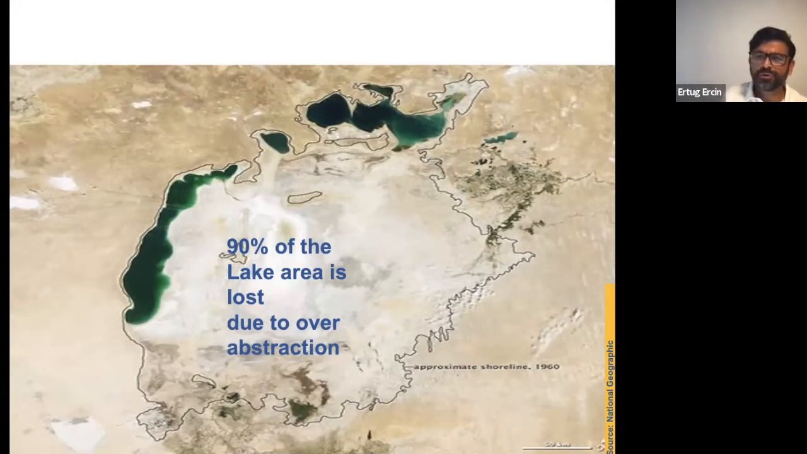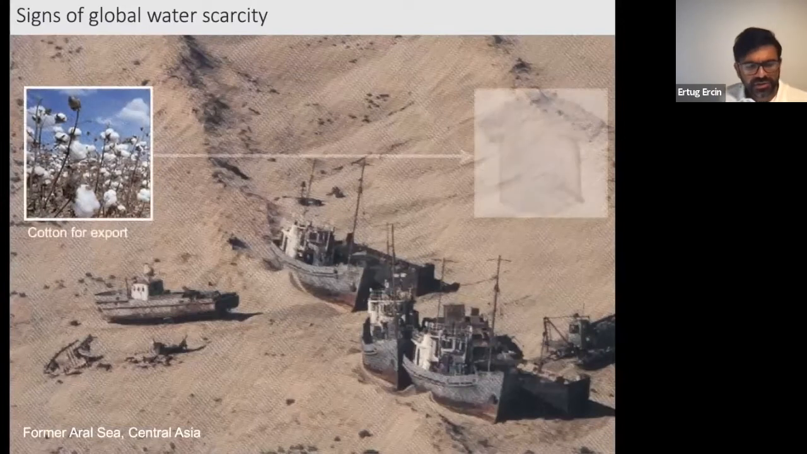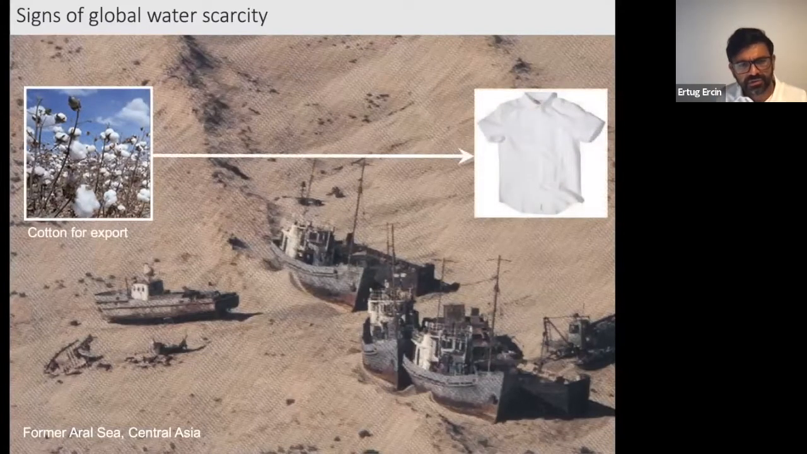And there is no water for people to go fishing anymore. There is no fishing activity. Why is it happening? Simple. Because there's a big cotton production there, and that cotton is used for export. Where? The textiles produced in Europe, in Turkey, or India, Pakistan. And ultimately, these products also come to the US.